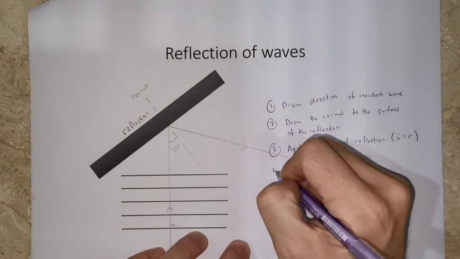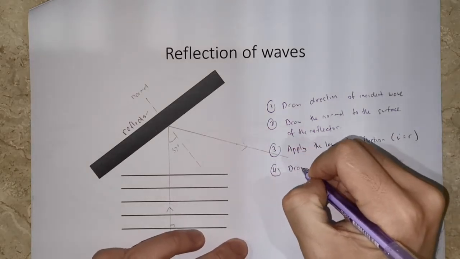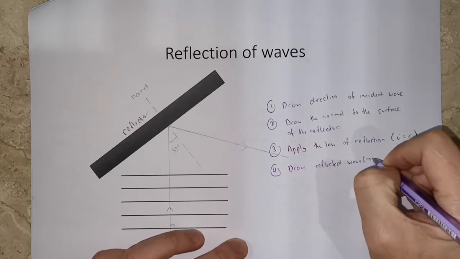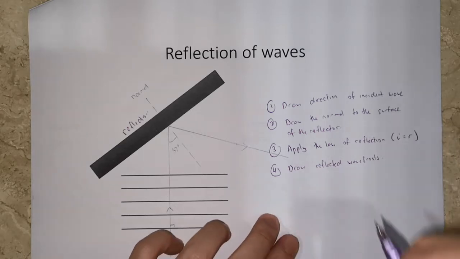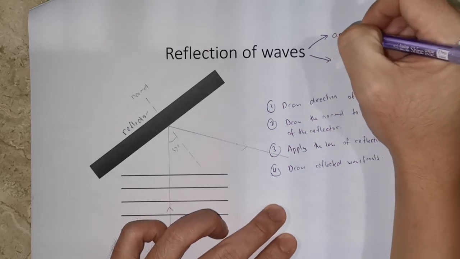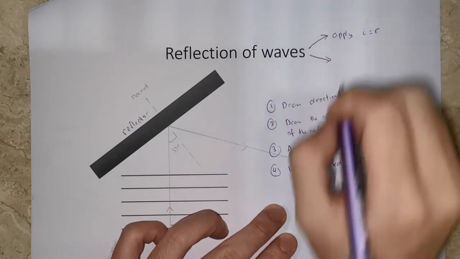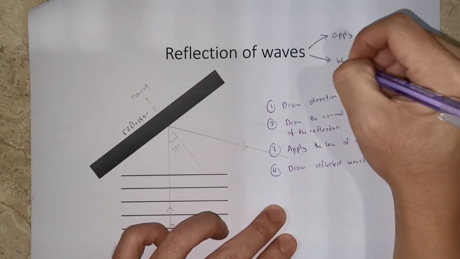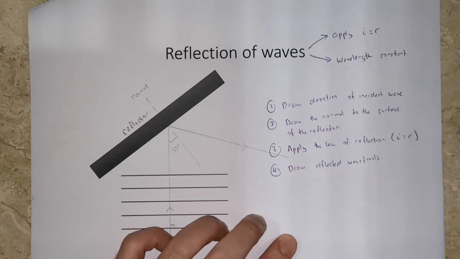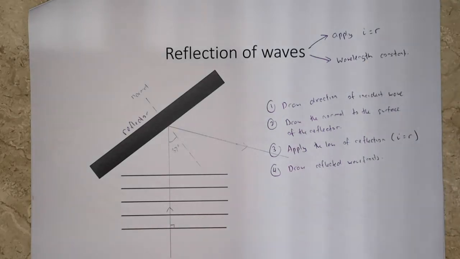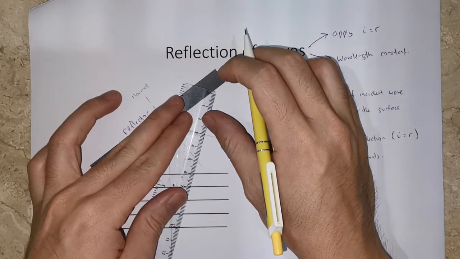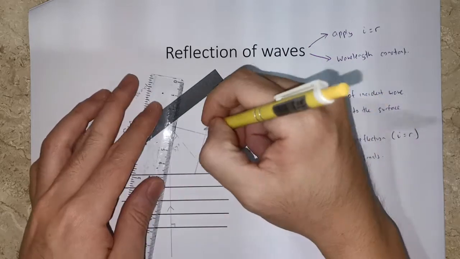Now fourthly, you need to draw the reflected wavefronts. Very crucial, during reflection of waves, we need to remember to apply i equals r, and to keep the wavelength constant. What does that mean in this case? First we draw one wavefront. This is a 90-degree line.